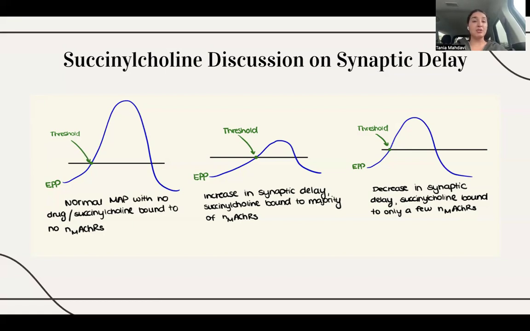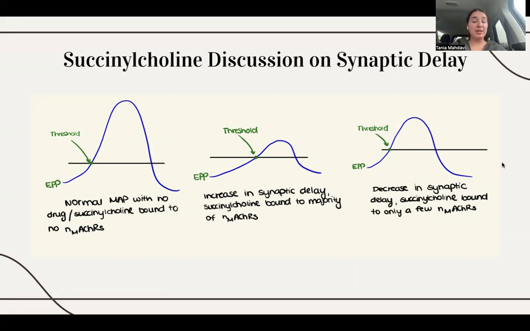And then another possibility, which is more likely, is that when succinylcholine is added to the NMJ and mimics ACh, it can bind to all the nicotinic ACh receptors on the postsynaptic membrane. And then as a result, the persistent depolarization caused by the drug will stay active for longer, causing more sodium channels to stay in an inactivated state, due to the constant depolarization. This will then prevent the muscle from repolarizing, meaning the muscle stays contracted for a longer period of time. And then as a result, this makes it harder for the EPP's threshold to get reached and MAP to occur, thus increasing synaptic delay significantly.